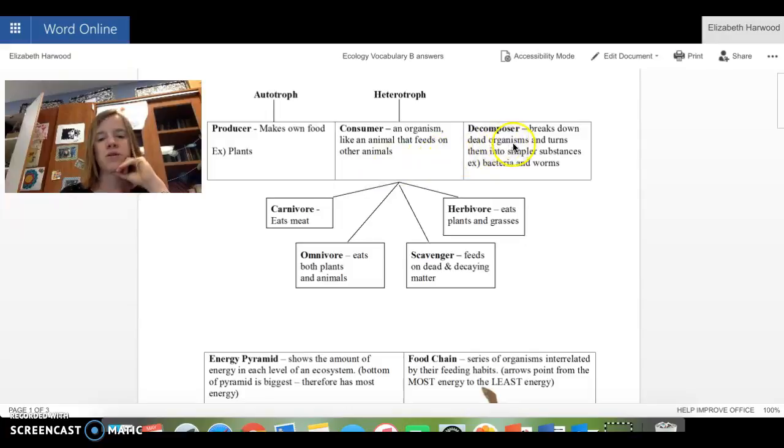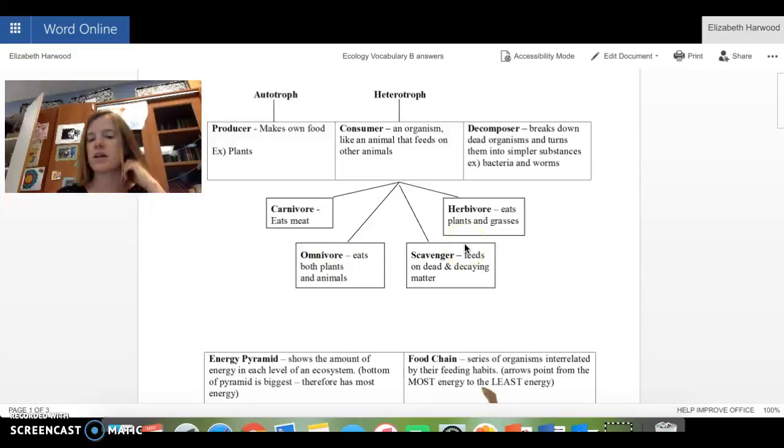A decomposer breaks down dead organisms and turns them into simpler substances. So these are our bacteria, these are our worms in the soil. Carnivore eats meat. Carni means meat. So if you wanted to circle those. Herbivore eats plants and grasses, and a way to remember that is herbs. Herbs are plants. Omnivore eats both plants and animals, and omni means both.